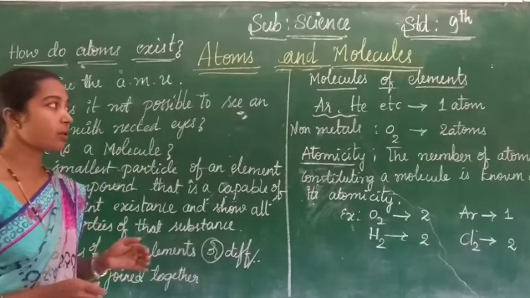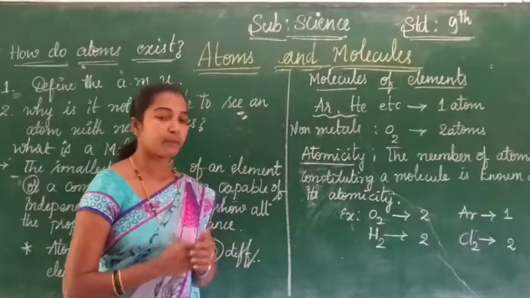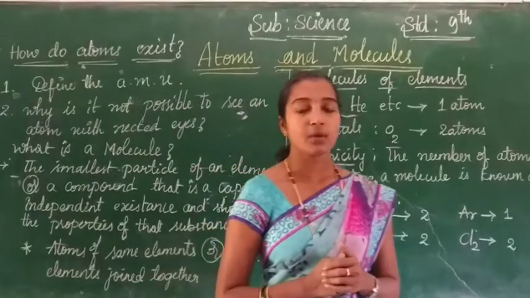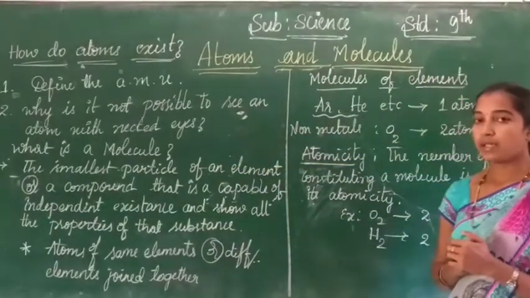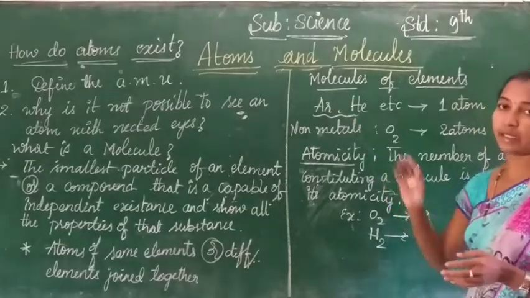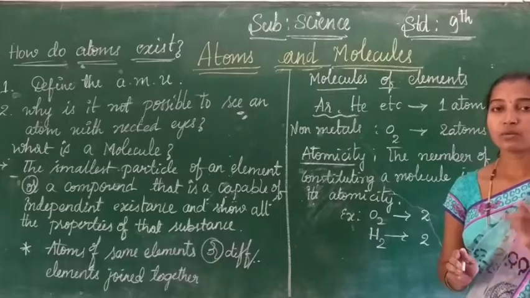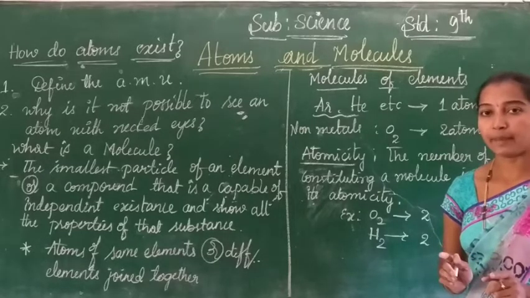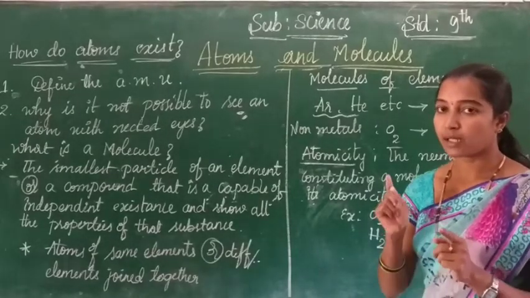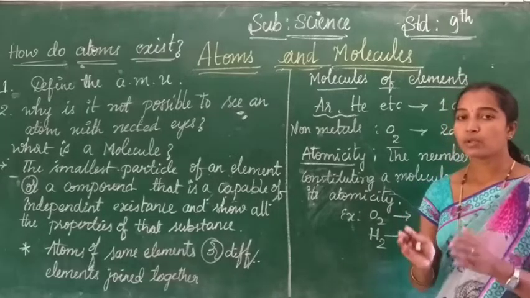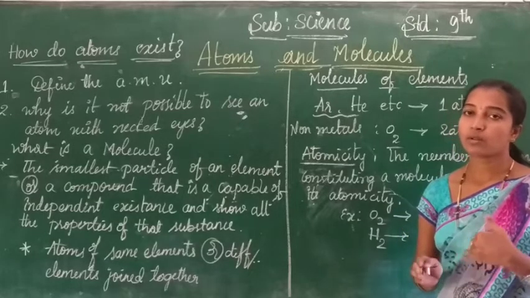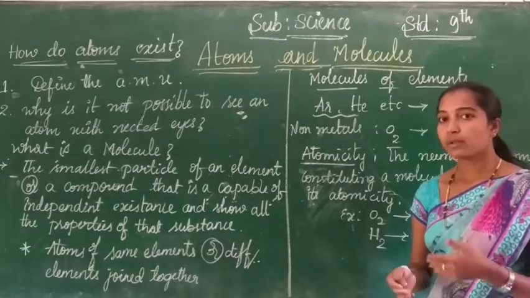Now let us discuss molecules of elements. Sometimes a single atom of an element forms a molecule, for example argon and helium. An argon molecule contains only a single atom of the element, and helium also contains a single atom. Such molecules are called monoatomic molecules. This is not the same for all elements; it is different for different molecules.